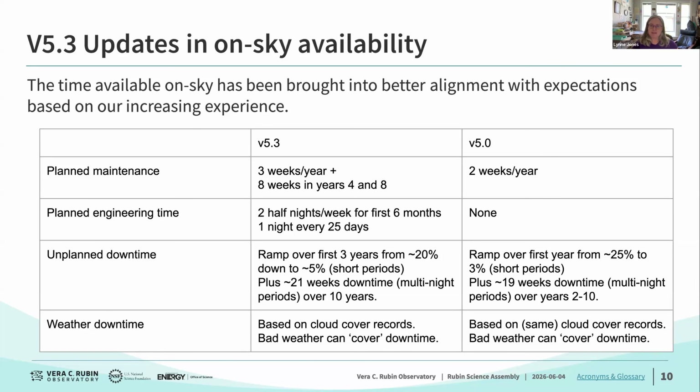So at v5.3, we have included an updated planned maintenance estimate that comes from talking to the people at the summit. So instead of 2 weeks per year, we're now at 3 weeks per year, plus an additional 8 weeks in years 4 and 8. This may be a little conservative. So we'll see. The 8 weeks I do believe we'll need at least one of those, and I do believe we'll need 3 weeks per year. It is possible that one of those 8-week periods might not be necessary, but I don't know, and this is what I've been told is a good forecast, so we're going with this.